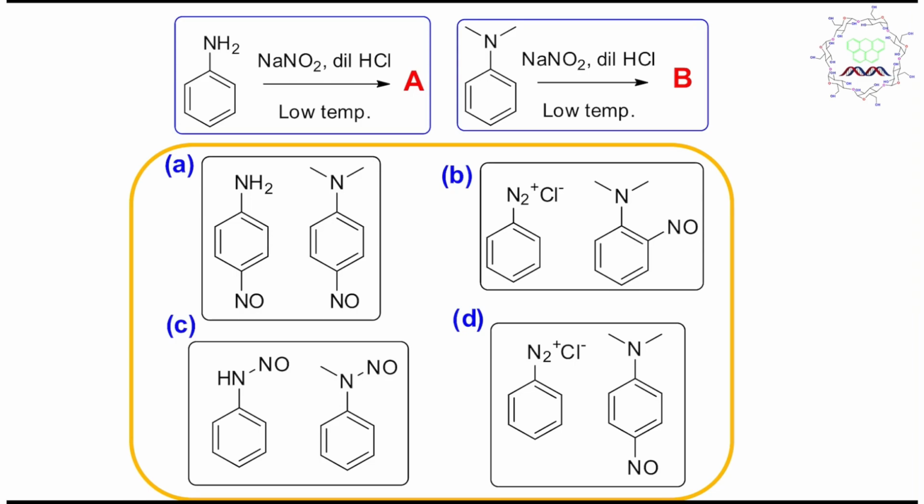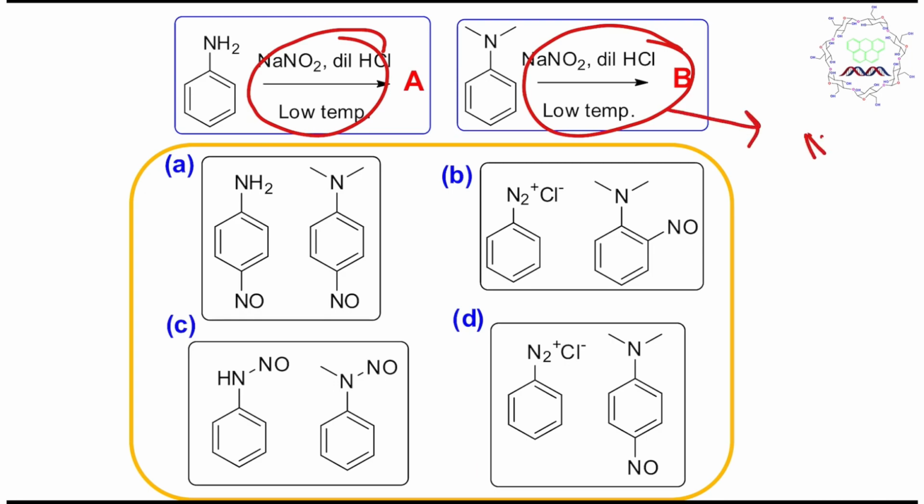If you look at this problem, here aromatic amine or aniline is given, and in the other case N,N-dimethyl aniline is given. And in both cases, students, the reagents are the same. If I ask you a clearer question, what is produced by this NaNO2 and dilute HCl? It produces this NO+ electrophile. So the actual question asked here is, what is the reaction between this aniline and N,N-dimethyl aniline with NO+? So that's the actual question.